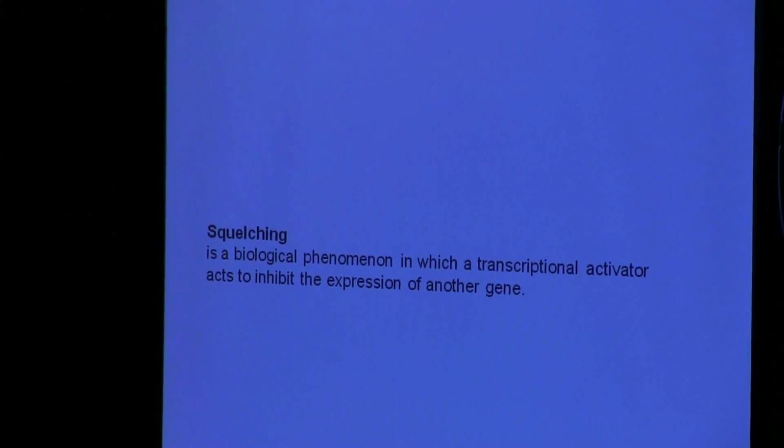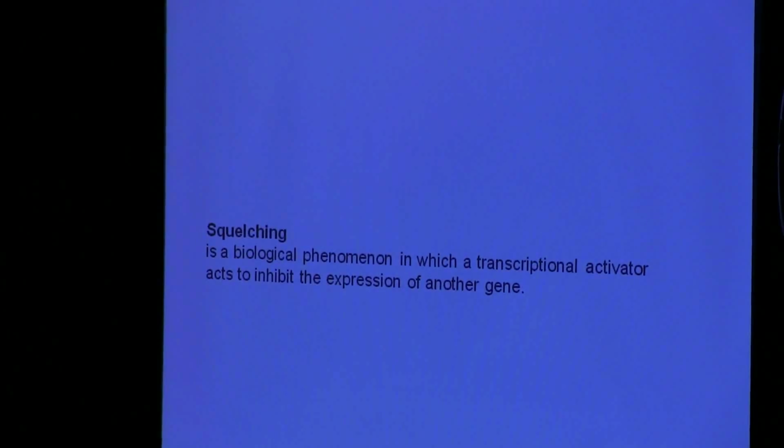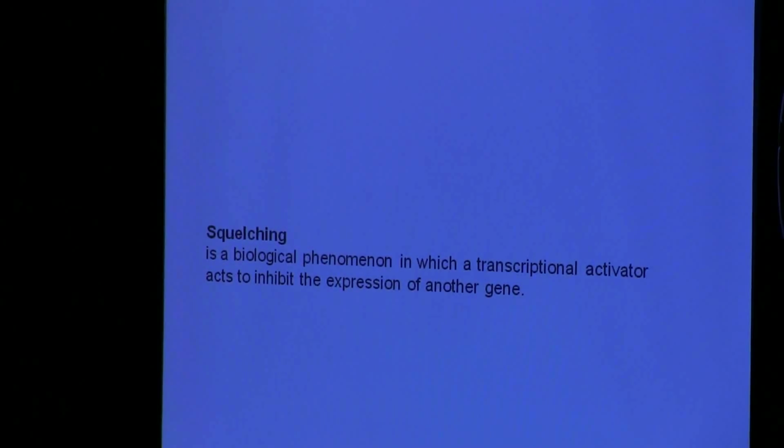So we took the notion of squelching. Well, this is the dictionary definition: a biological phenomenon in which a transcription activator acts to inhibit the expression of another gene. That means that there is a certain number of resources to activate genes. And a drug can activate, so it tries to activate more, and it takes resources from elsewhere to focus on activation. And the other genes, on the other hand, will lose some resources. Because of that, they become repressed. That's the notion of squelching. So by looking at the redistribution of MED1, we think that squelching is the main mechanism that explains the downregulation by TZD.